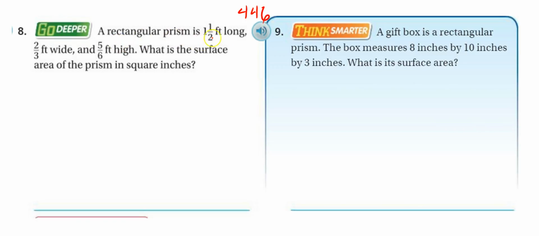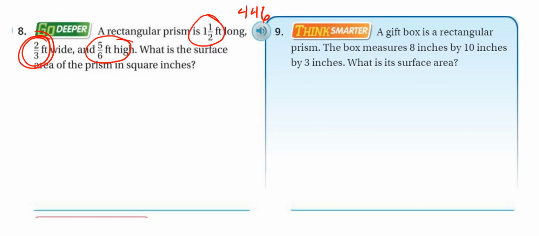We have a rectangular prism that is 1 1/2 feet long by 2/3 feet wide and 5/6 feet high. Probably going to leave these as fractions for this one just because 2/3 would have a repeating decimal, and I don't want to mess with the repeating decimal.